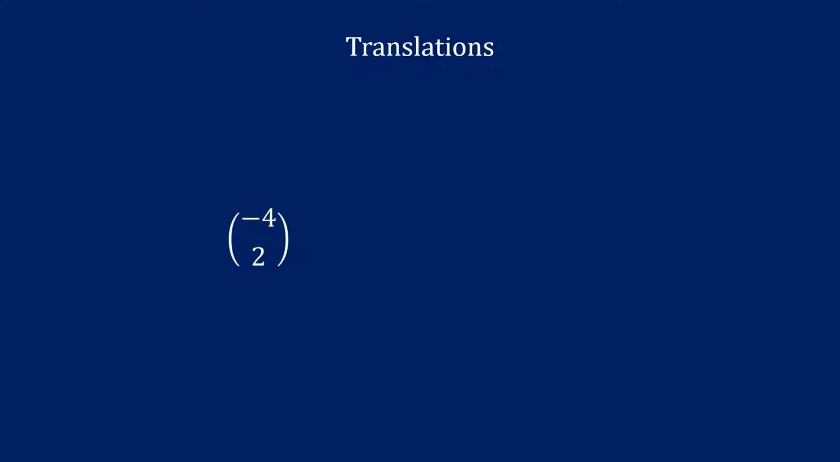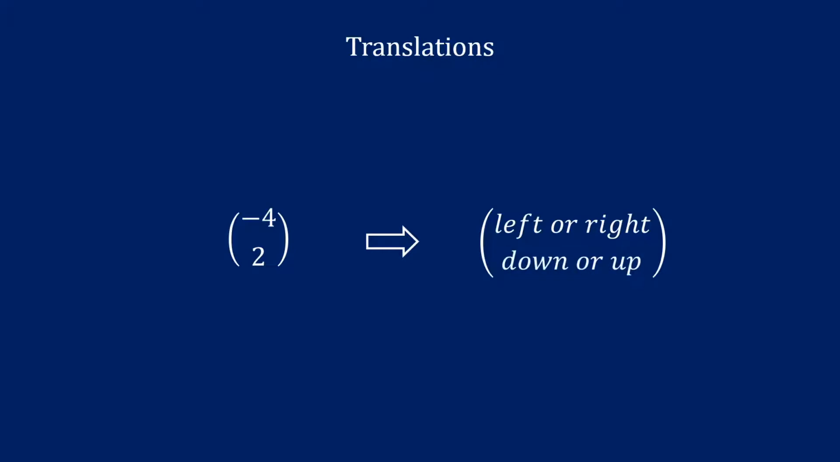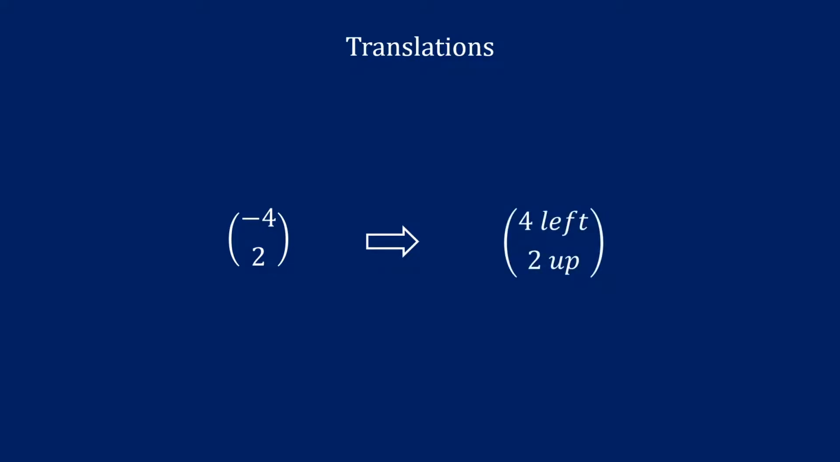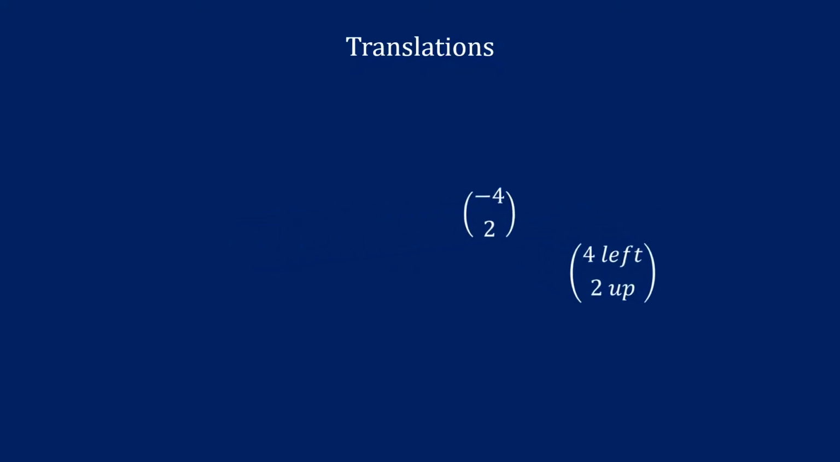What is that vector telling us? That vector tells us which direction we're going to move the shape on. So the top value is telling us how we're going to move it left or right. And the bottom value is going to tell us how we're moving down or up. Negative is left, positive is right, negative is down, positive is up. So in this case, we are going to move the shape 4 to the left and 2 up.